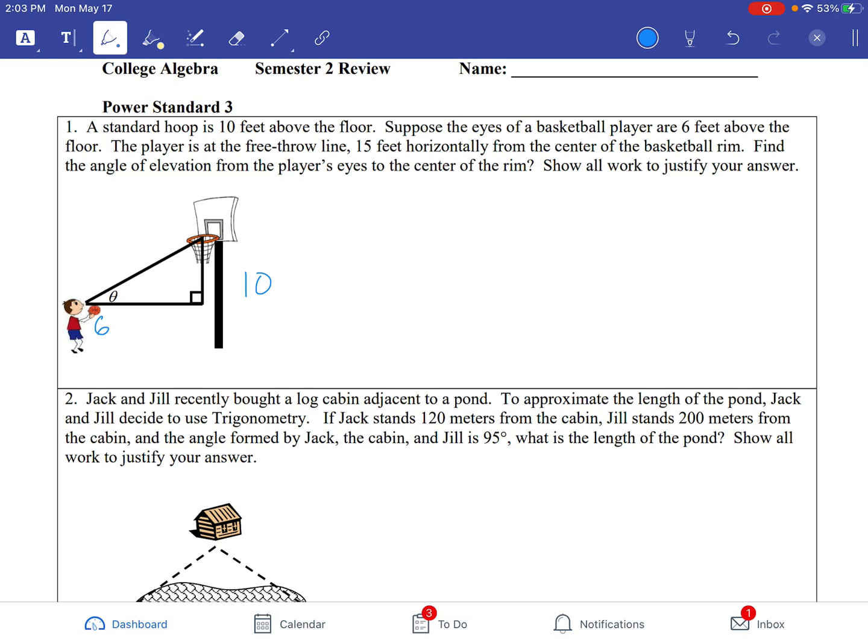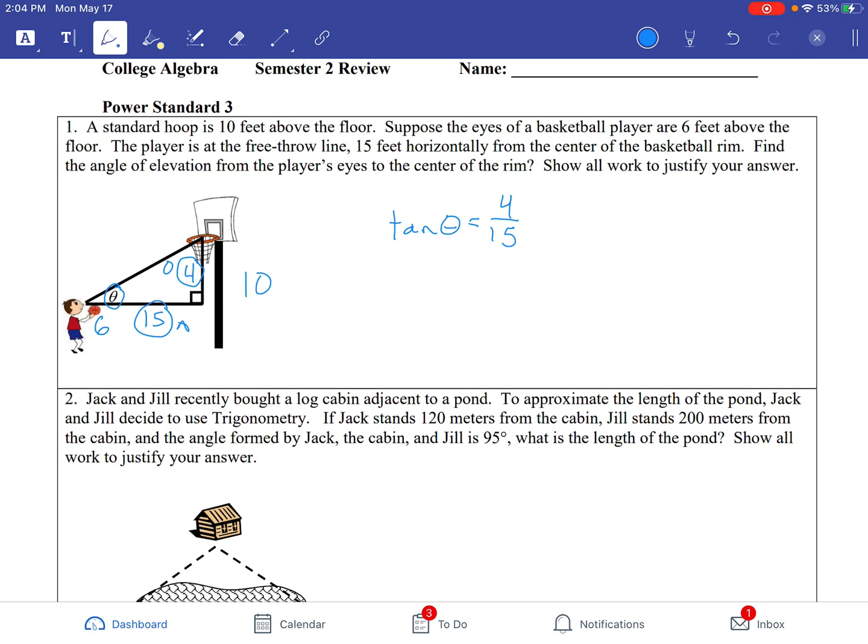Okay, the basketball player is 6 feet. All right, the tricky part for this is that means the triangle height, if you subtract 10 and 6, from his eyes to the top of the hoop is 4 feet. Okay. Next, they are 15 feet from the base of the hoop, and we want to find the angle. So if we have the opposite and the adjacent, we're using the tangent function. So this is the setup.